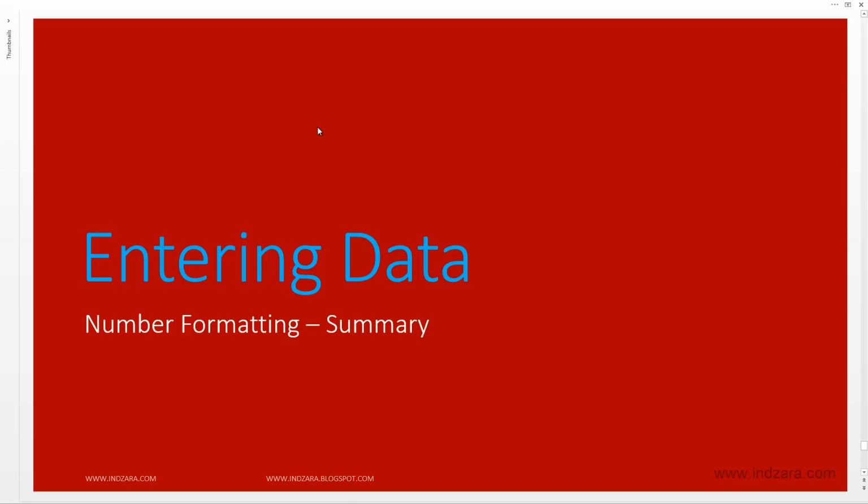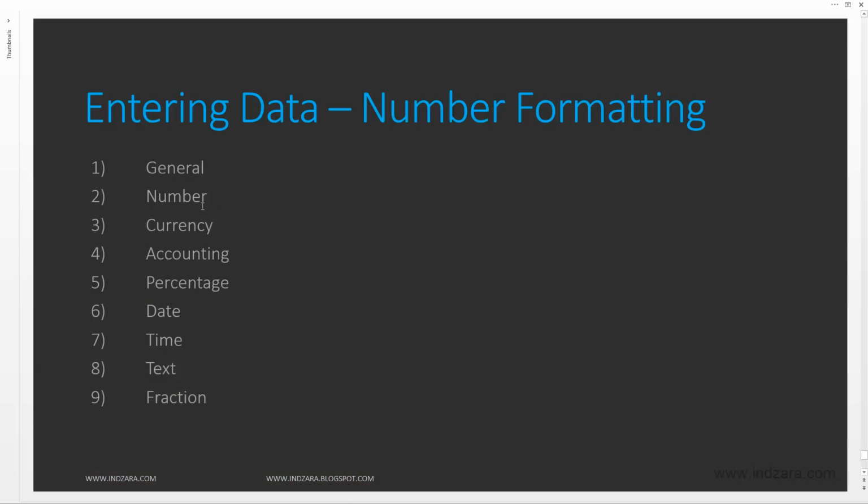So in the previous videos, we have learned about the different types of number formatting available. And specifically, we looked at the general number format, which is the default number format, and then the number, currency, accounting, percentage, date, time, text, and fraction. These are the number formats that we have studied a little bit in detail.